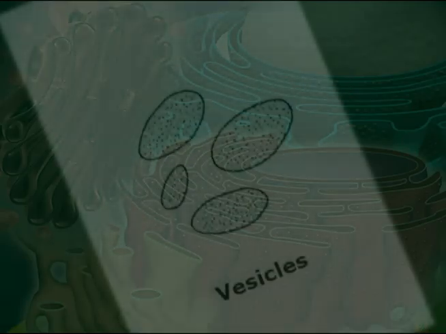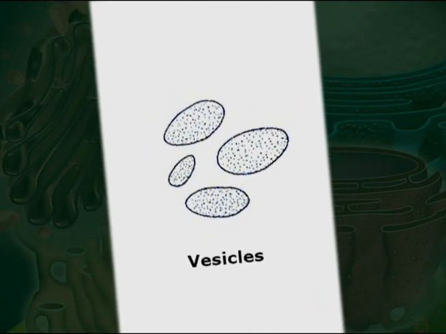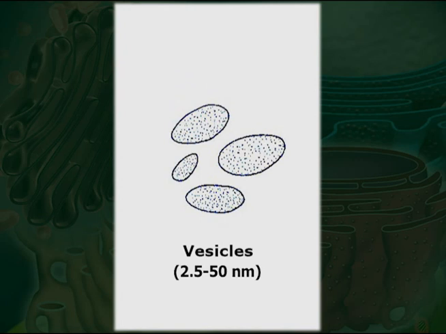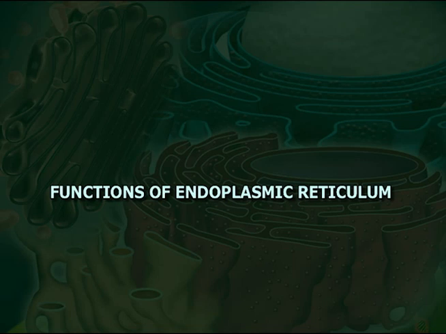Vesicles. The vesicles are oval, membrane-bound vacuolar structures having a diameter of 2.5 to 50 nm. They often remain isolated in the cytoplasm. They occur in most cells. Now, we will learn the functions of endoplasmic reticulum.